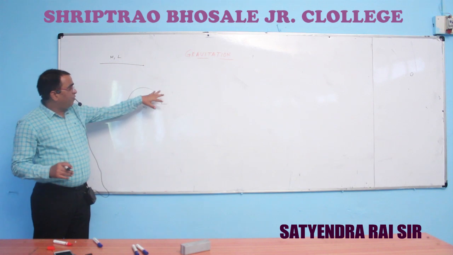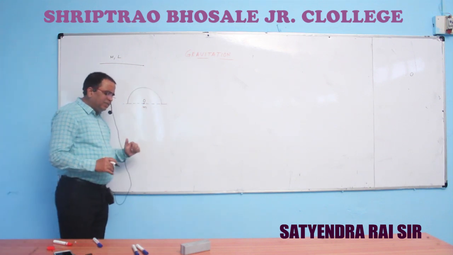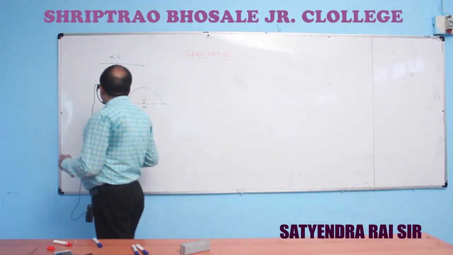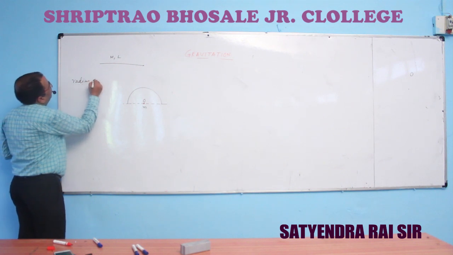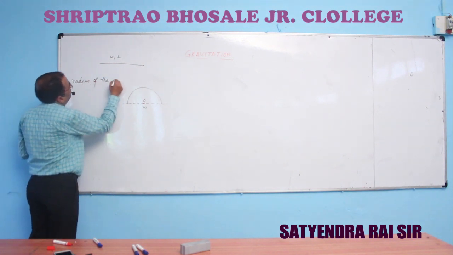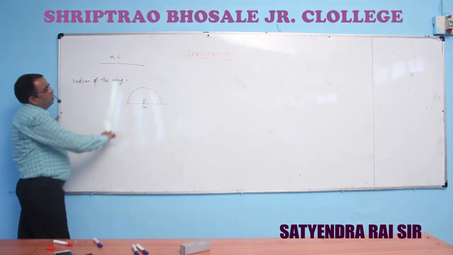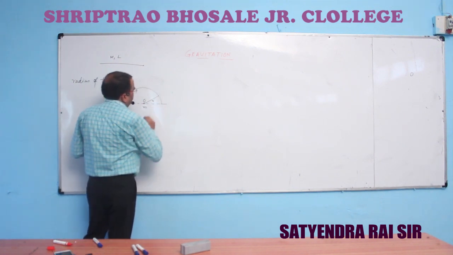This is a ring, a half ring. This wire of length L was bent like this. It is easy to understand. First of all, we have to find out the radius. What is the radius of the ring? Yes, you can write it down easily. Let the ring's radius be R.